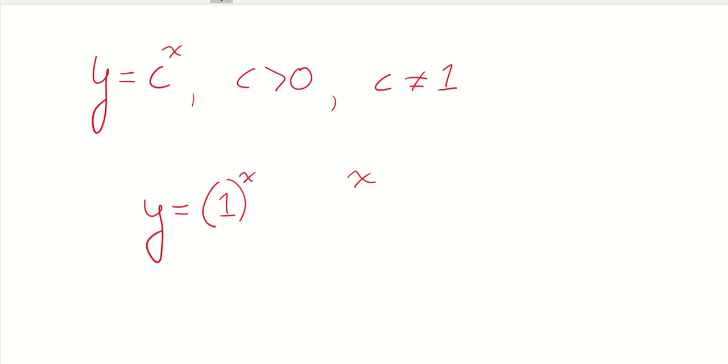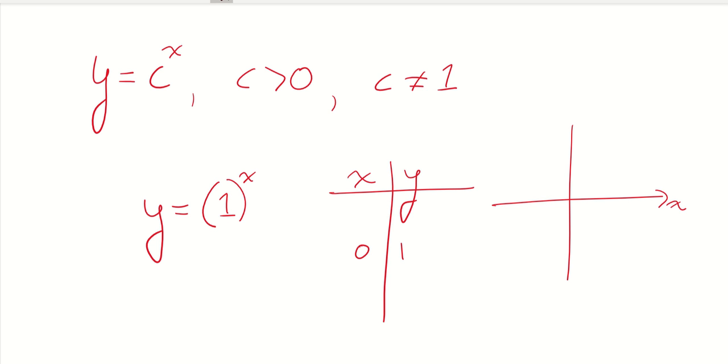Let's plug in some numbers and keep track of them with a table of values. Hey, let's plug in 0. If I plug in 0, I get 1. So I get this same y-intercept here at 1. Let's plug in 1. Oh, 1 to the 1 is 1. So I get this other point of 1 and 1. Let's plug in 5. Oh, I get 1, right? 1 times 1 times 1 times 1 times 1 is really just 1. So plug in 1, 2, 3, 4, 5, I get 1.